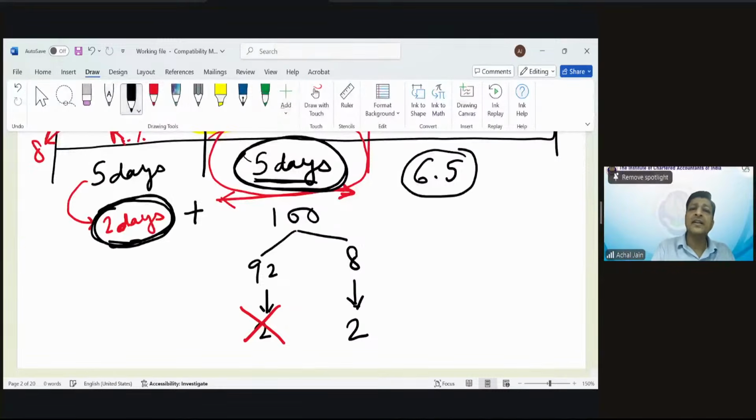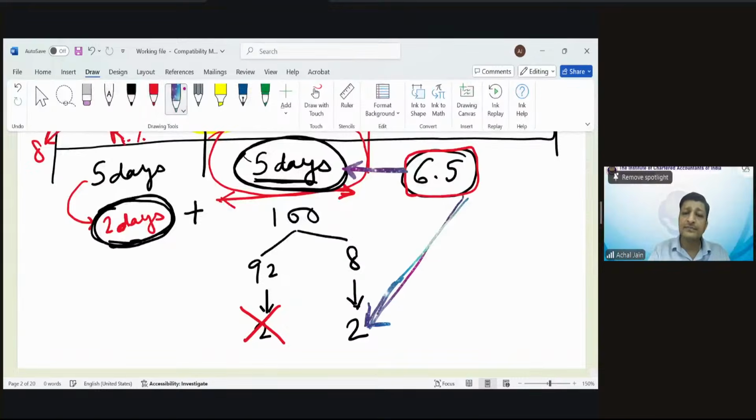So it is expected that they will avail 6.5 days of leaves. When they avail 6.5, where will it come from first? First of all, it will come from the current year's quota. So the current year's quota is gone, and still they will need 1.5 days. So where will that 1.5 come from? From these 2 days which are carried forward. Yes or no? Yeah.